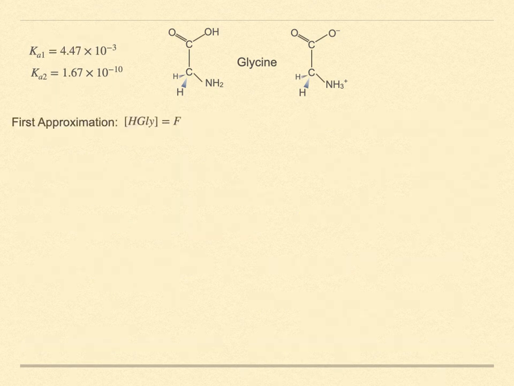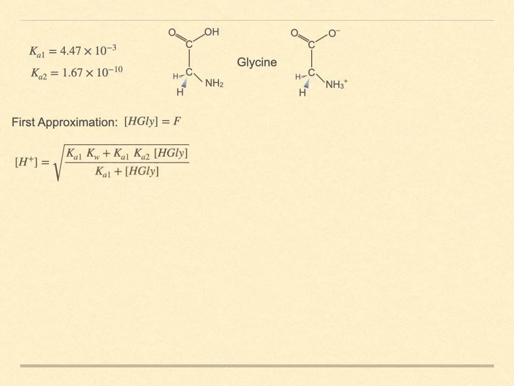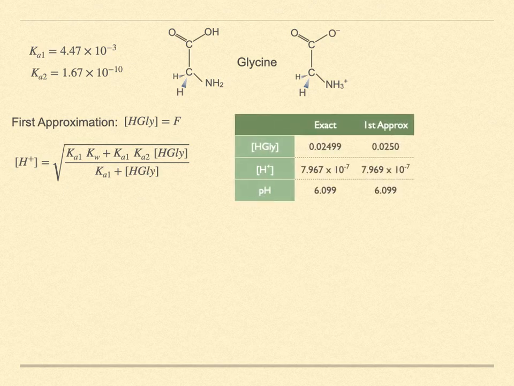The first approximation is that H-gly is equal to F. A single calculation then gives the hydronium ion concentration. Let's compare this with the exact solution. The agreement is excellent. The extra computational effort's hardly worth it at all. This is a good approximation.